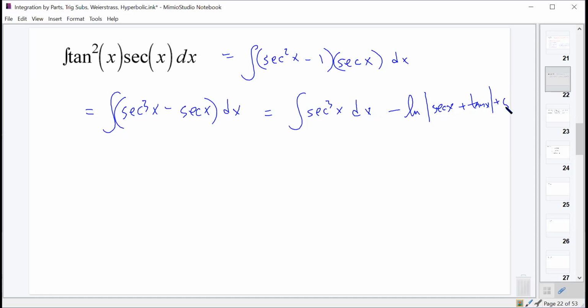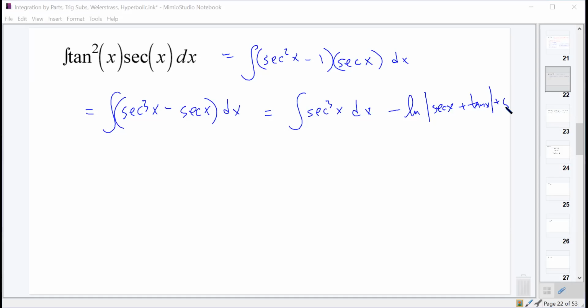True? This is true. Okay. So then all that's left is for us to do what? Integrate secant cubed x. Yeah, figure out this secant cubed. So how are we going to do that?